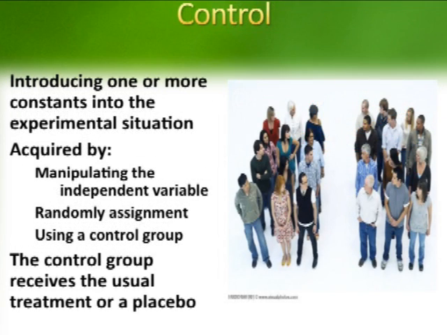Now we want to talk about control. Control is introducing one or more constants into the experimental situation. It is acquired by manipulating the independent variable, random assignment, using a control group, and the control group, remember, gets either the usual treatment or a placebo.